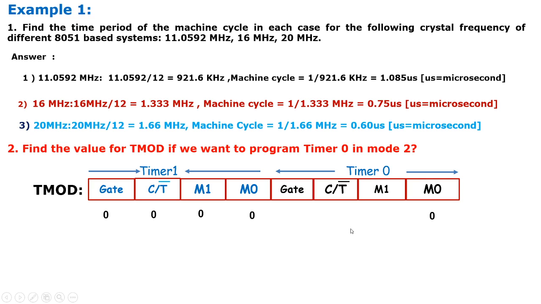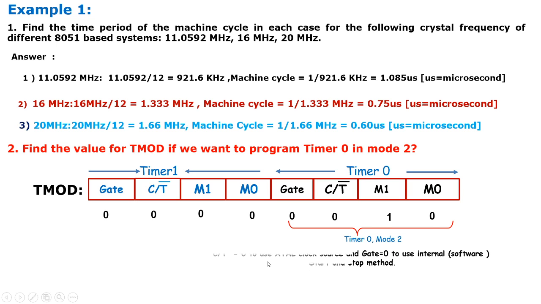Mode 2 means M1, M0 will be 1, 0. C/T bar will be 0, because C/T bar equal to 0 means timer mode. And we take the clock from internal, so GATE will be 0. So this will be 0, 0, 1, 0. That is timer 0 in mode 2. And C/T bar is equal to 0.